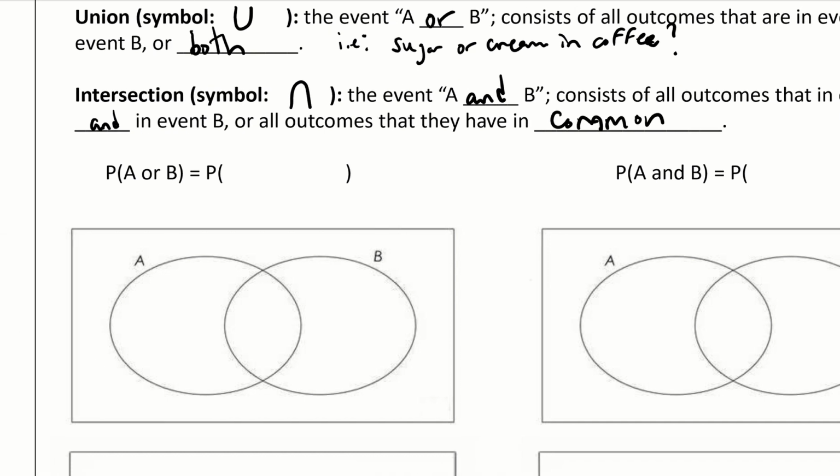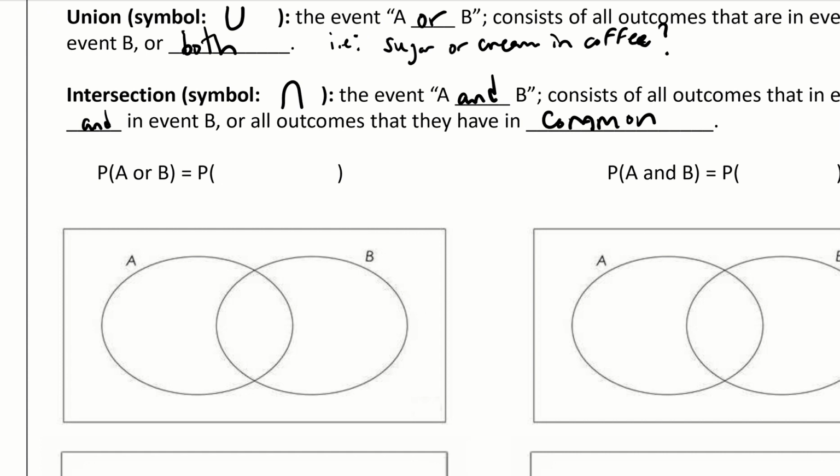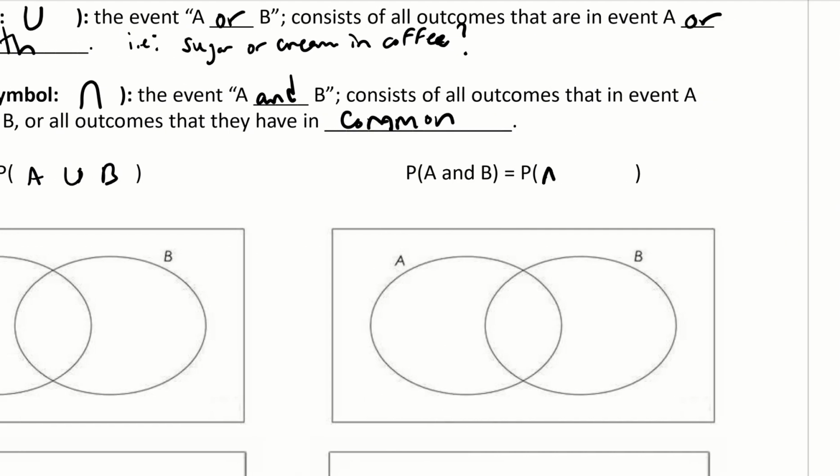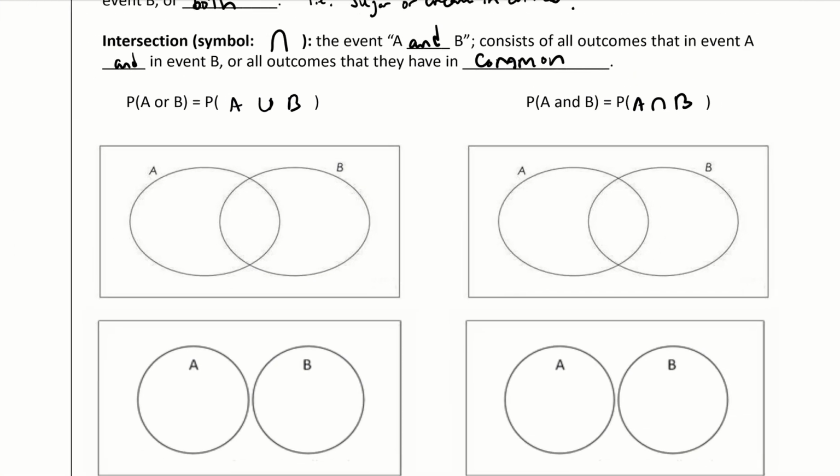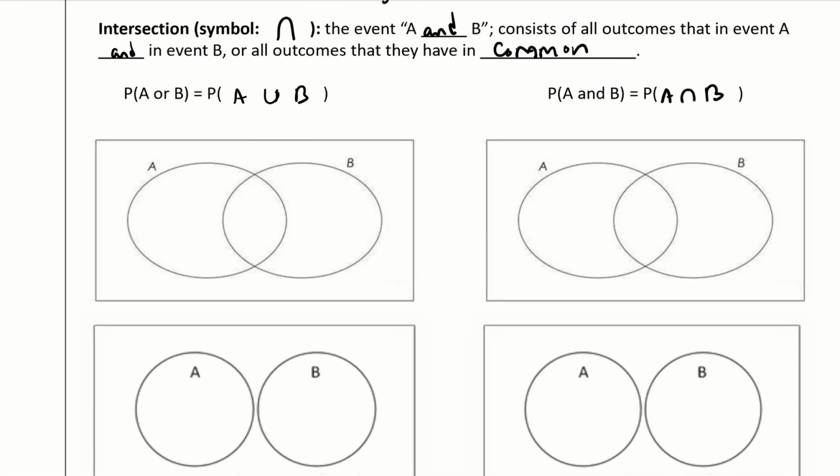Okay, so let's go ahead and recap those symbols. If you have A or B, then that's A union B. And here we have A and B, it's A intersect B, okay? And if the events, well, let's go ahead and take a look at this.